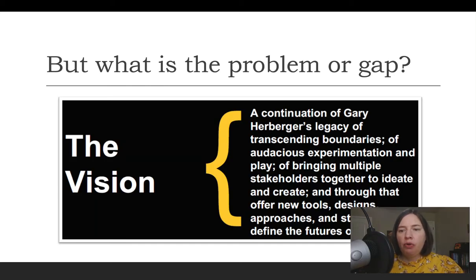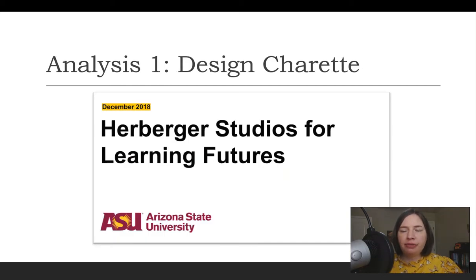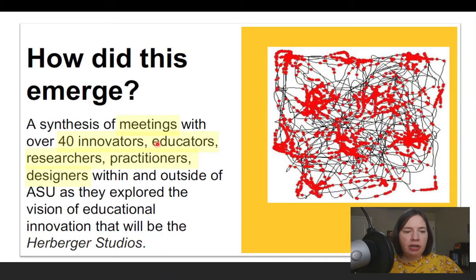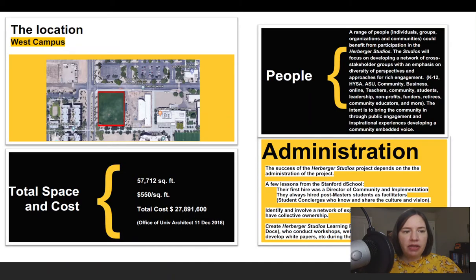Okay, so what they came up with, they did this design charrette where all these people got together and worked on this. They had 40 innovators, educators, researchers, practitioners, designers, and here's some things that they came out of it. They identified a location, so that says something about how they're framing the problem at this point. They looked at the space and costs. They looked at the people and the administration. So these are all part of identifying what is the need, why, and who are the learners or the users, breaking down all this information about the project.